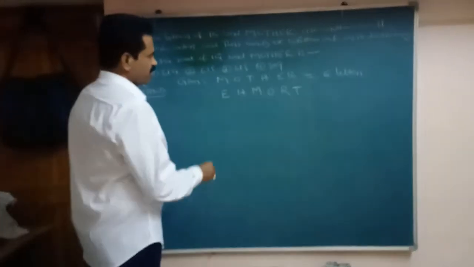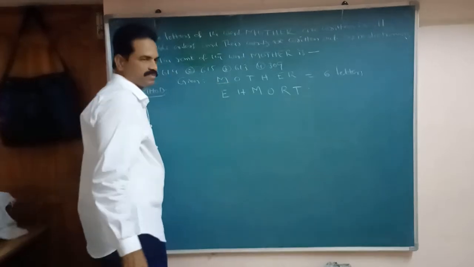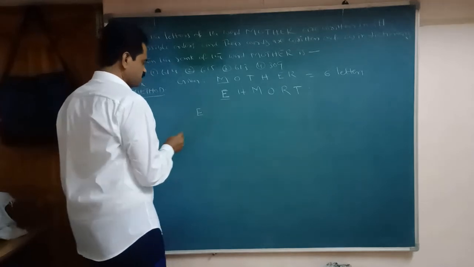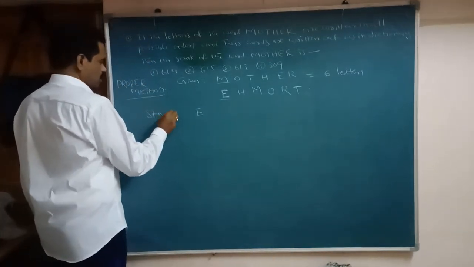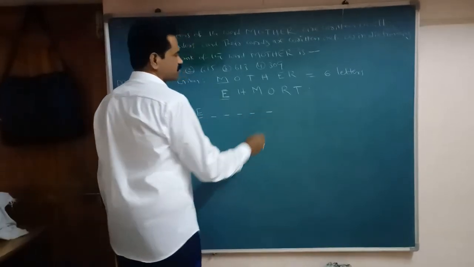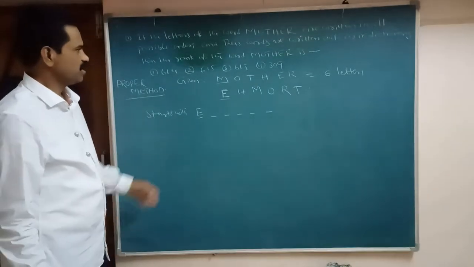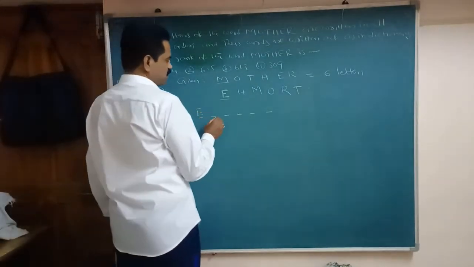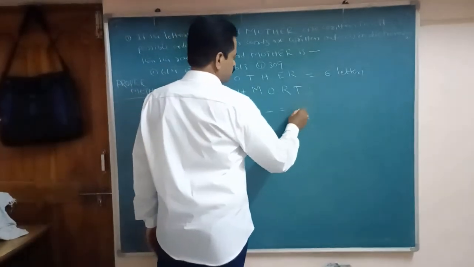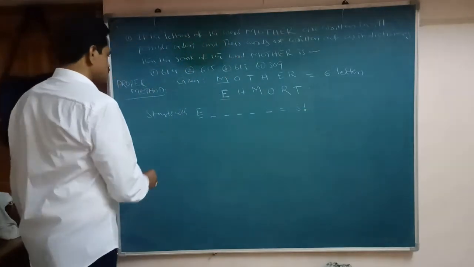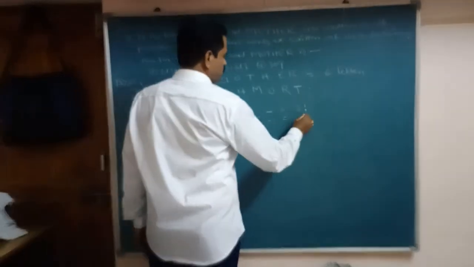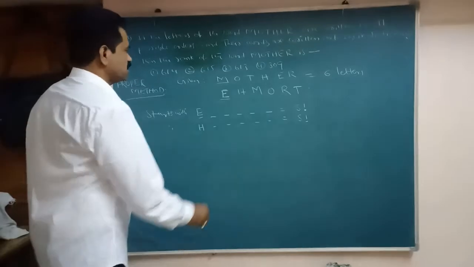First, we have to find out, in the dictionary, what the first letter is. Taking alphabetical order, first it starts with E. How many letters? 1, 2, 3, 4, 5, 6. In MOTHER there are 6 letters. First it starts with E, and the remaining places are 5 gaps. In the 5 gaps, 5 letters can be arranged in 5 factorial ways. Next it starts with H. Here also it is the same, 5 factorial ways.